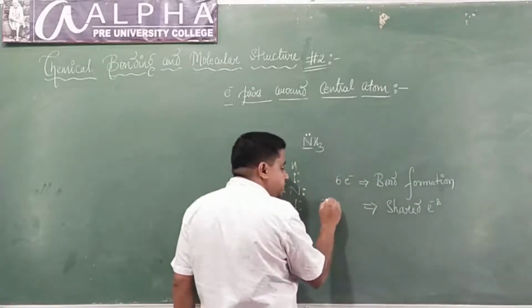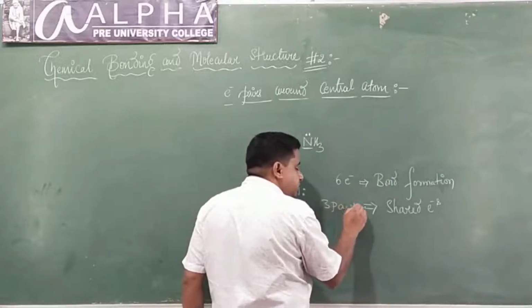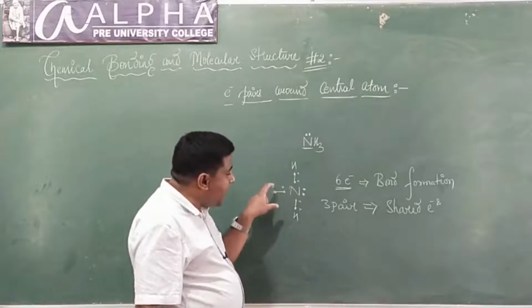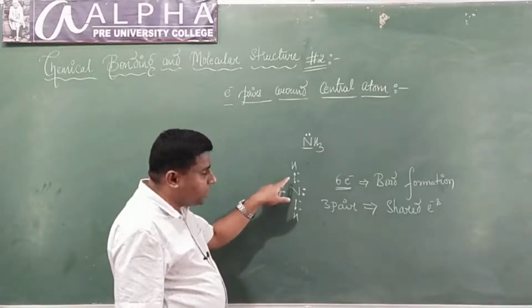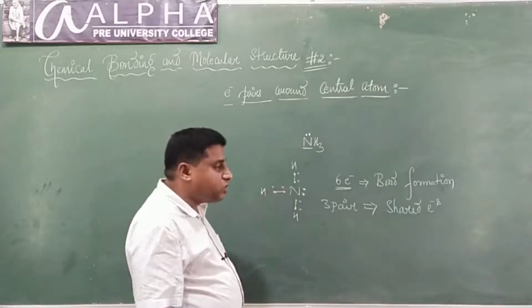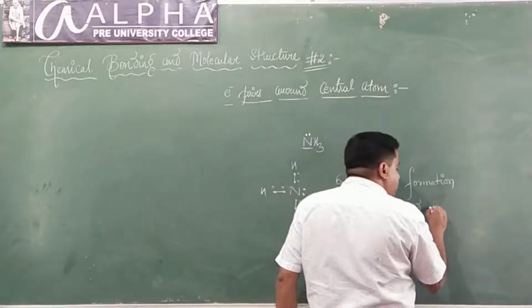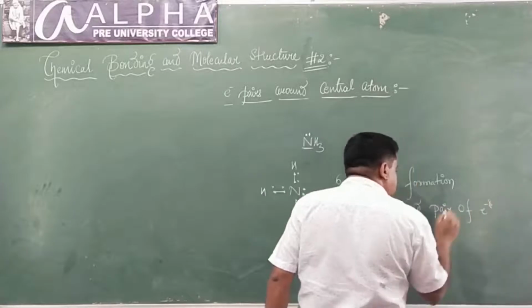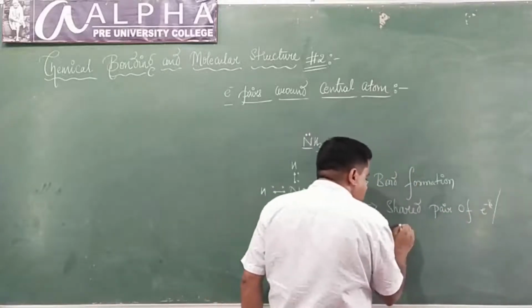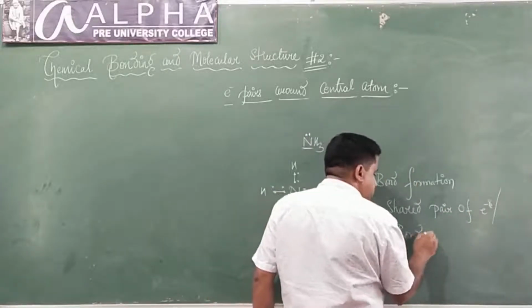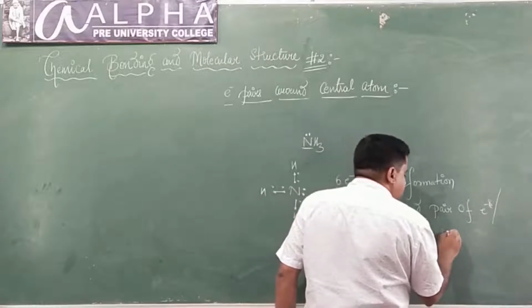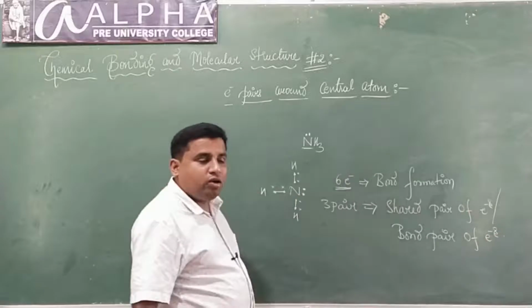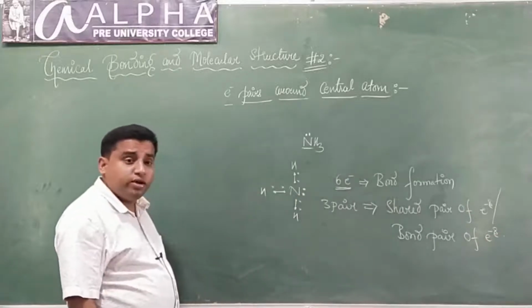6 electrons means 3 pairs, correct? 1 pair, 2 pair, 3 pair. So these 3 pairs of electrons are called shared pairs of electrons, or they are also called bond pairs of electrons. Are you able to understand my point?